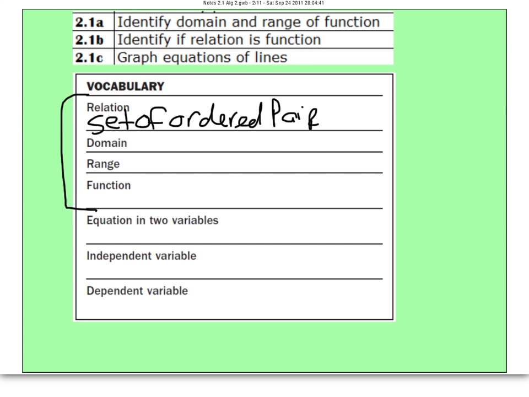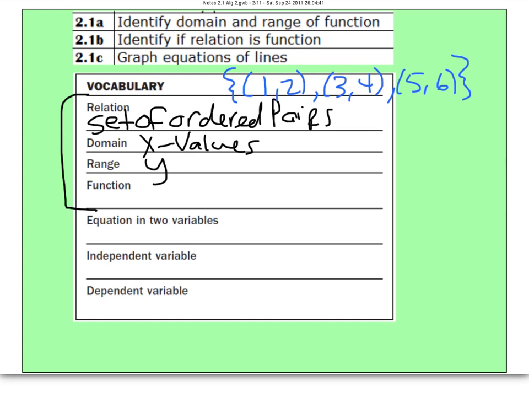So for example, maybe I have this set of 3 ordered pairs: 1, 2, 3, 4, and then 5, 6. Okay, let's talk domain. Domain is going to be a list of the x values related to that relation, and the range is the y values. The way that I remember domain goes with x and range goes with y is it's alphabetical. Domain comes before range alphabetically as x comes before y.